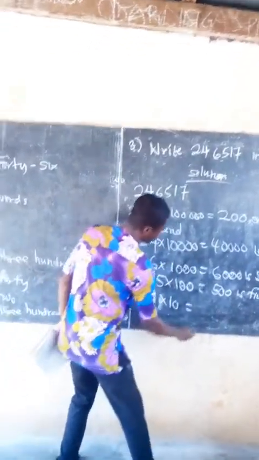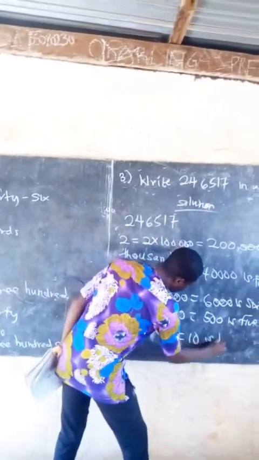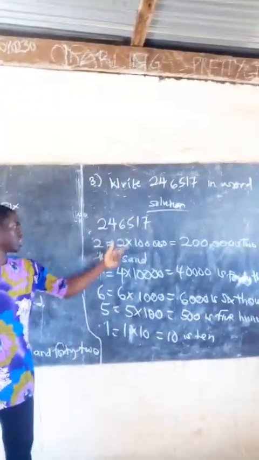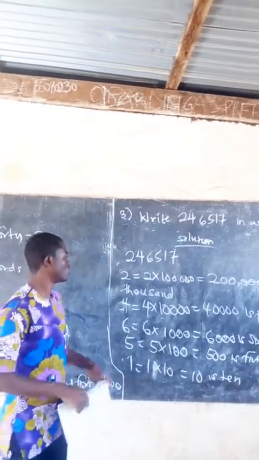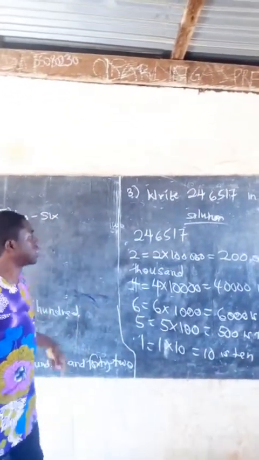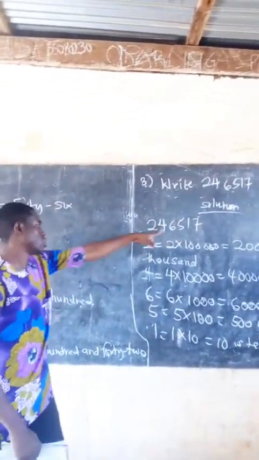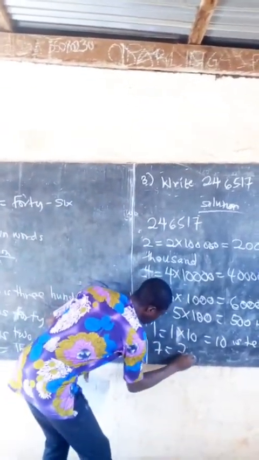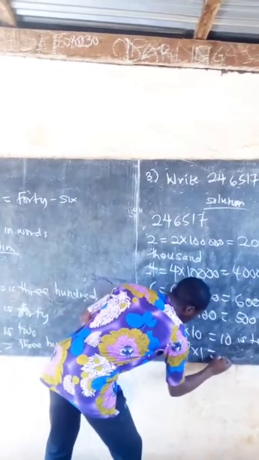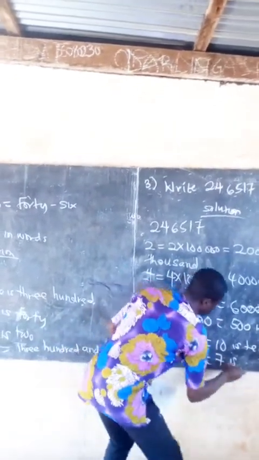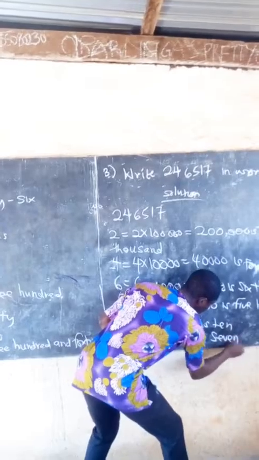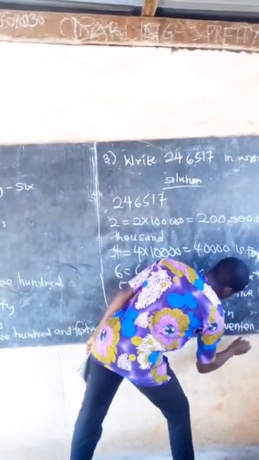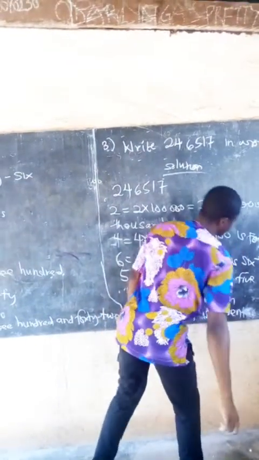Which is 10. From 10 you move to ones. So 7 is in ones. 7 is equal to 7 times 1, which is 7, and it's written as 7.